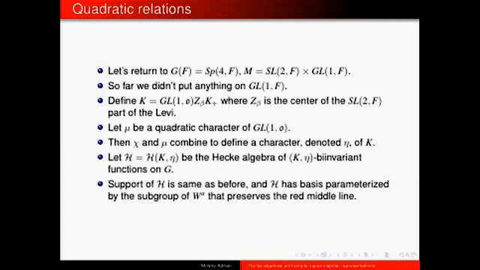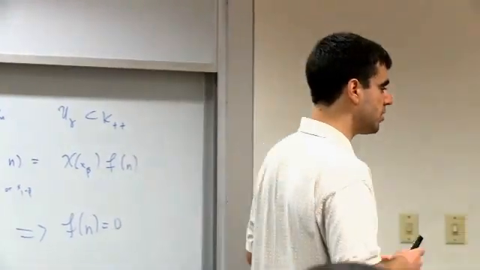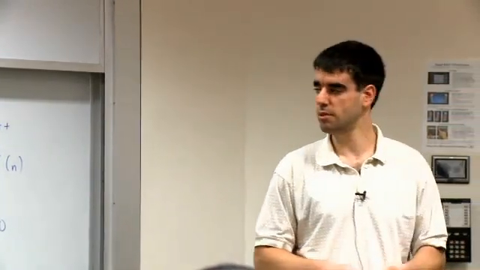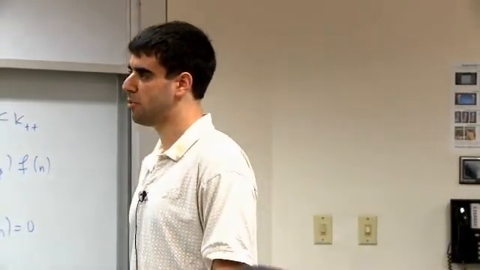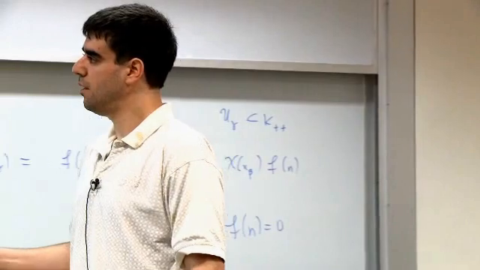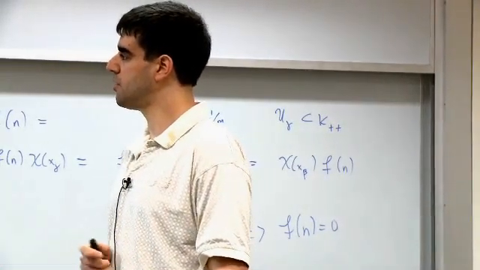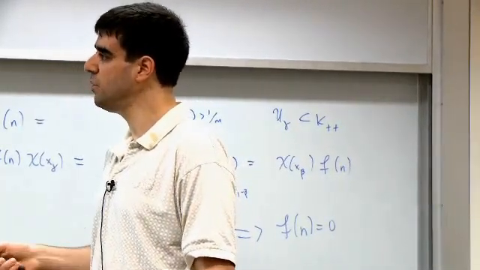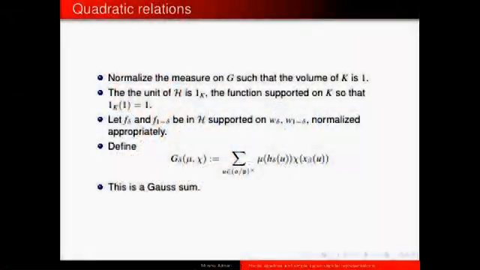It turns out that the support is exactly the same as before, so it's just this affine Weyl group of SL2. And what I want to do is show that this Hecke algebra is really a classical affine Hecke algebra, a Hecke algebra of type A1~. So let's normalize some measure on G such that the volume of K is 1. We have the unit of our Hecke algebra, 1 sub K, supported on the trivial double coset.